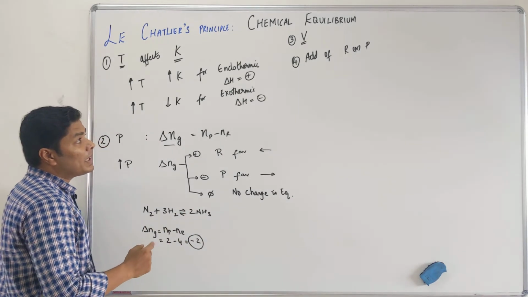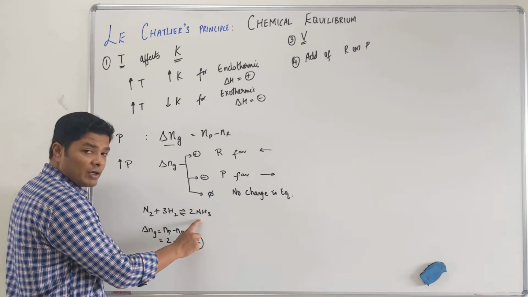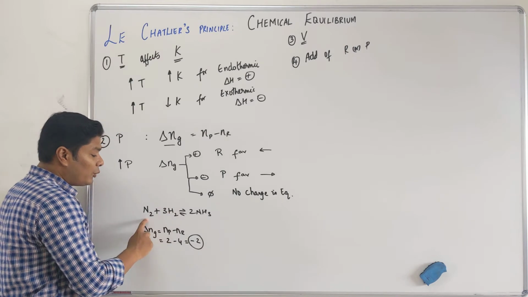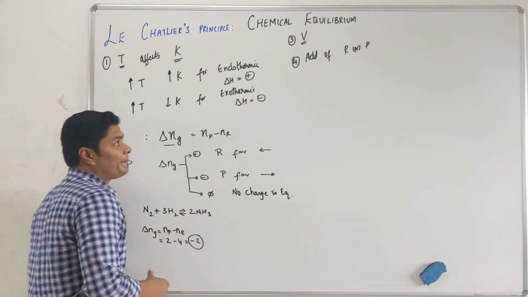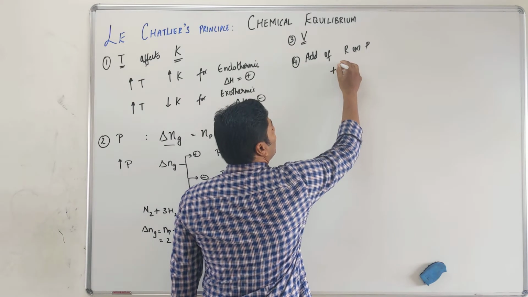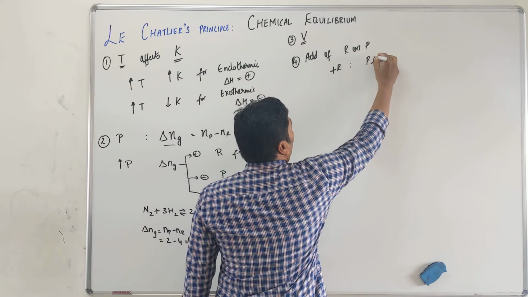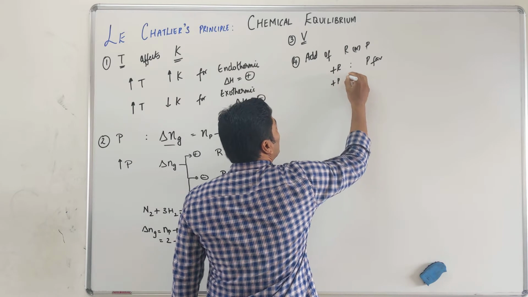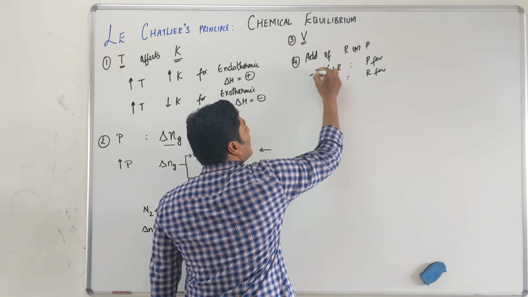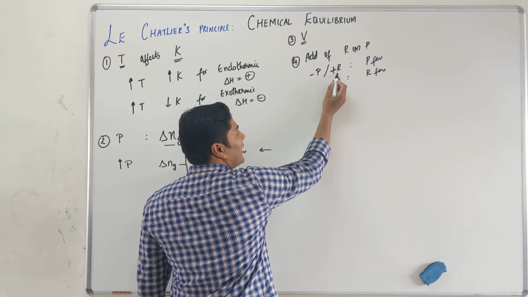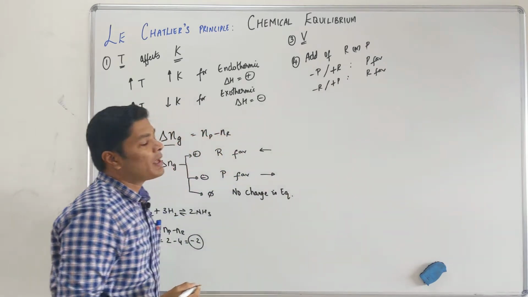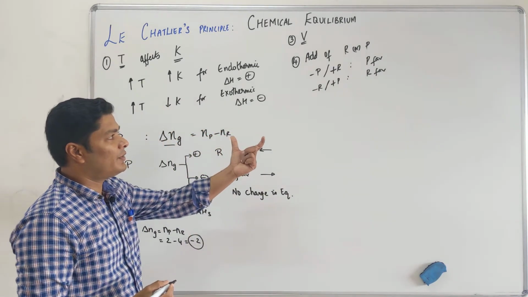The opposite of that is removal. If I remove ammonia, it will go towards the product side. Or if I remove N2, it will go to the reactant side. So, addition of R or P. Addition of R will be product favored. Addition of P will be reactant favored. We can also write it as removal of product or addition of reactant will be product favored. Removal of reactant or addition of product will be reactant favored. You can finish it off just like this.